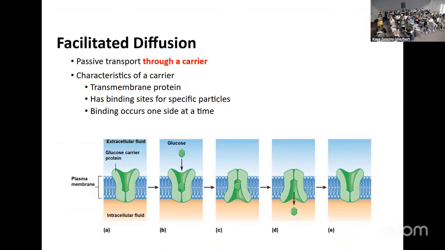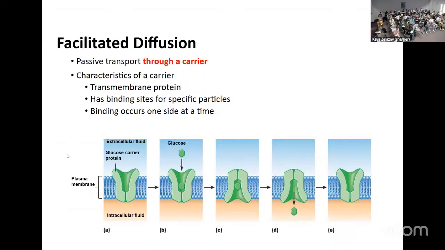So in facilitated diffusion, we got the same setup, right? So we are still going to be going the direction that our molecule wants to go, right? That doesn't change. But what changes is that we do actually need a protein. So we need a protein there to make it happen, to make it possible, make it easier. So in this case, we're thinking about things that aren't lipid soluble, and that the membrane is not permeable to, right? They can't just squeeze between those phospholipids. They're not small and non-polar. So we need a protein.